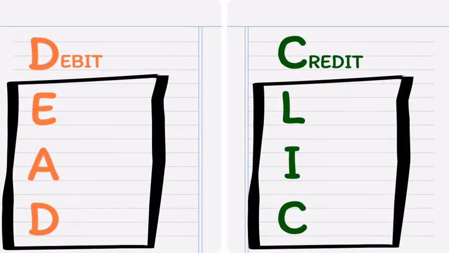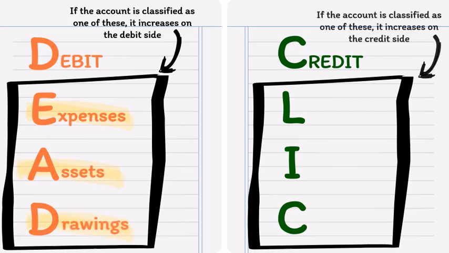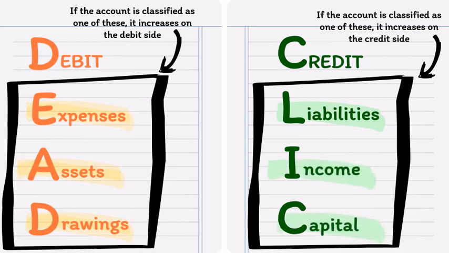So it works like this. If the account is classified as one of the DEAD accounts, it increases on the debit side. The DEAD accounts are expenses. The A of DEAD refers to assets, and the D of DEAD refers to drawings. And then if the account is classified as one of the CLIck accounts, it increases on the credit side. The L of CLIck refers to liabilities, the I refers to income accounts, and the C refers to capital.